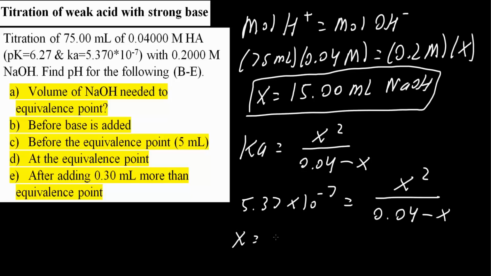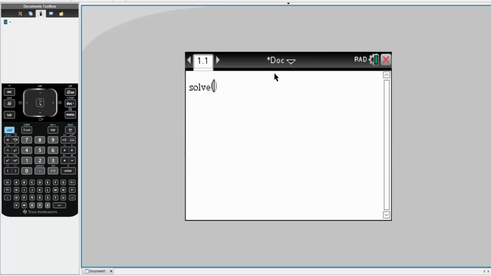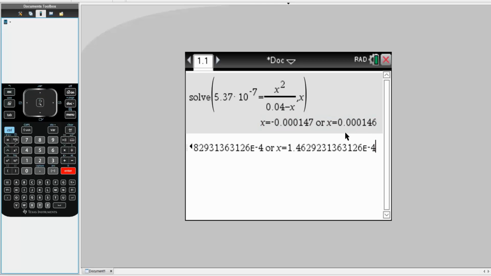So X is equal to, I'll use a calculator here. I'll use the TI Nspire CX CAS. I'll hit menu, algebra, solve. So we had 5.37 times 10 raised to negative 7, and this would equal, control division, X squared divided by 0.04 minus X. We will solve for X, comma X, and we would get 1.46 times 10 raised to negative 4.